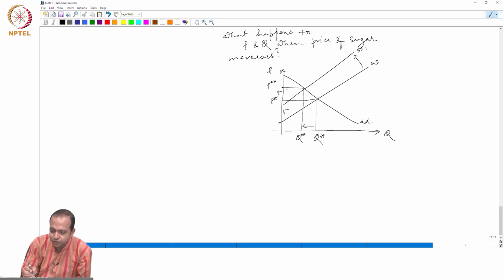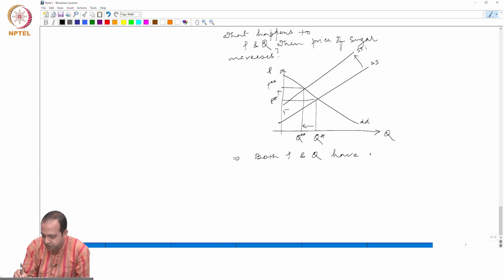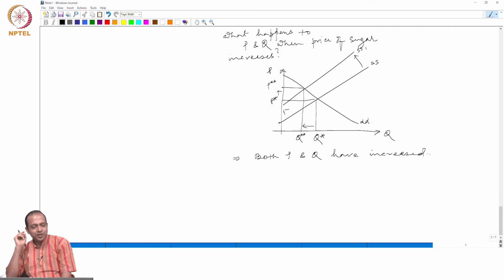So, as a result of the increase in sugar price, what is happening? Price has increased and quantity has fallen. Okay. So, that means using the simple demand and supply tool, we can easily understand what will happen to the new price and quantity when certain things change which were assumed to be constant earlier.